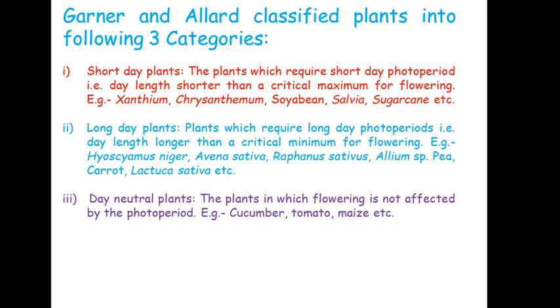Now let us again look at the definition of a long day plant, a long day photoperiod. What is a long day photoperiod? The day length is longer than a critical minimum. Have a look at this. In case of short day plant, there is a critical maximum value which should not be crossed. If you cross that maximum value, the plant will not flower. In case of long day plant, it is the opposite. There is a critical value. This is a minimum critical value, meaning below this photoperiod, if you expose the plant, it will not flower. So you have to expose the plant to a photoperiod which is more than this critical minimum value.